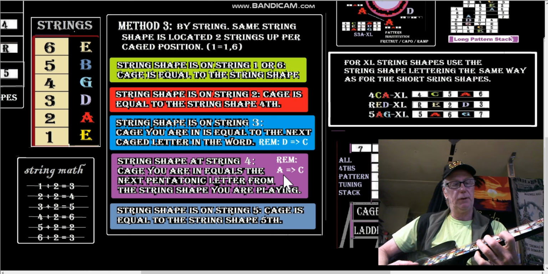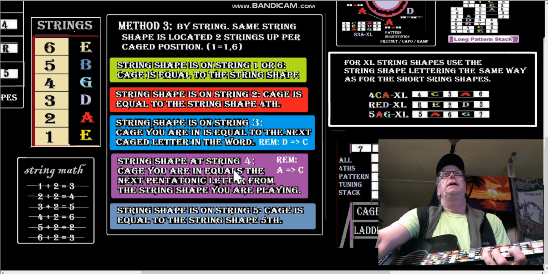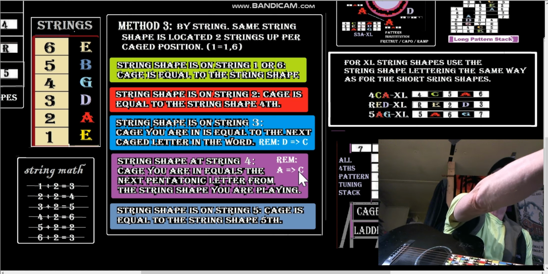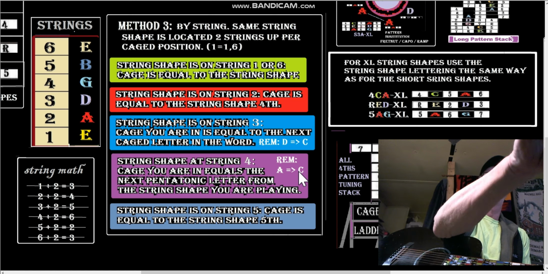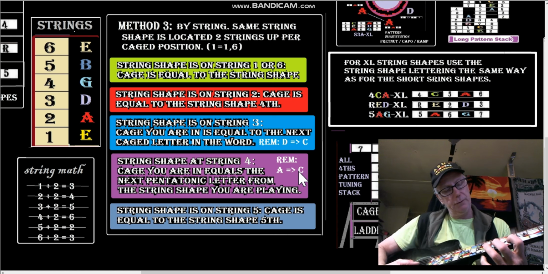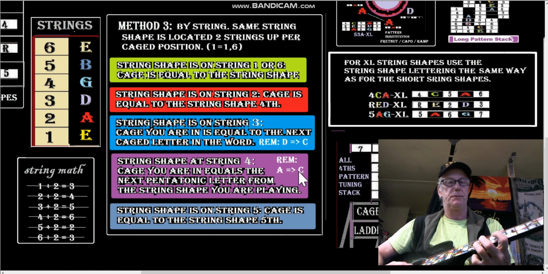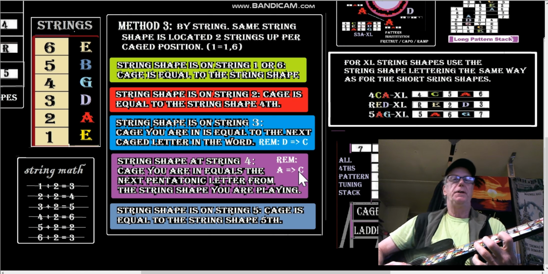Is this what the whole lesson's about? It says the cage you are in, if you're on string 4, equals the next pentatonic letter from the string shape you are playing. Remember, A goes to C when the pattern starts over again. So we were playing a G string shape, 6, 7, root. The next cage letter up from G is A. We're in the A cage.